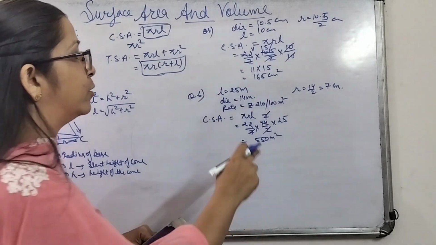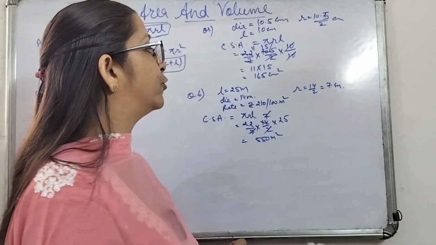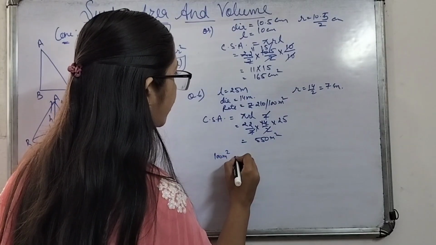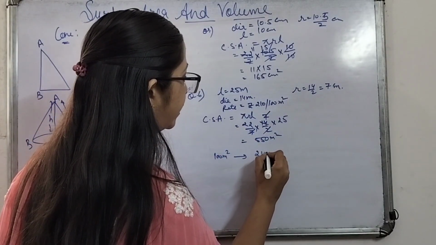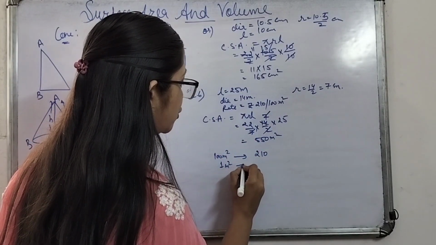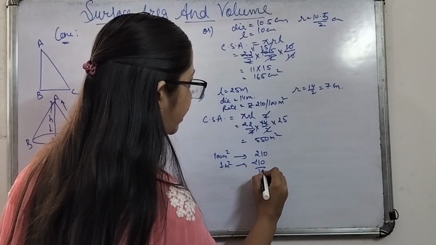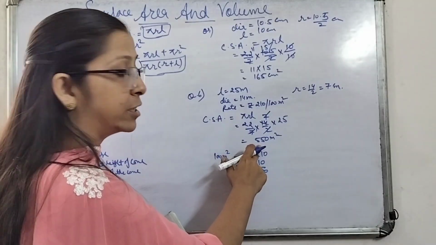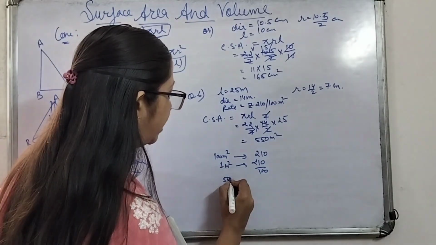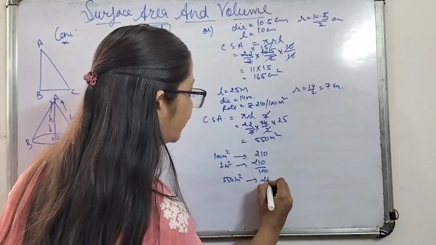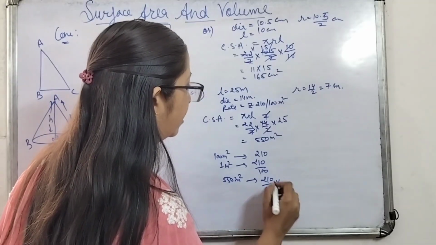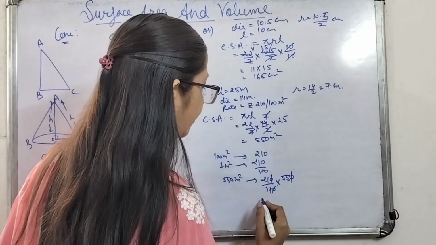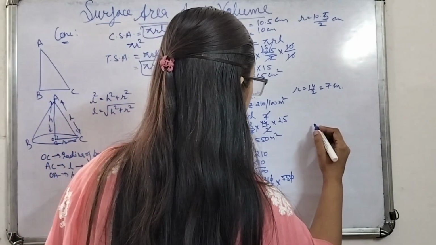Now the rate is rupees 210 for 100 meter square. So for 100 meter square, we are paying rupees 210. So for 1 meter square, how much is to be paid? 210 divided by 100. But the area which is to be whitewashed is 550 meter square. So for 550 meter square, how much do we need to pay? 210 divided by 100 multiplied by 550. So 2 zeros cancelled. It is 21 multiplied by 55.